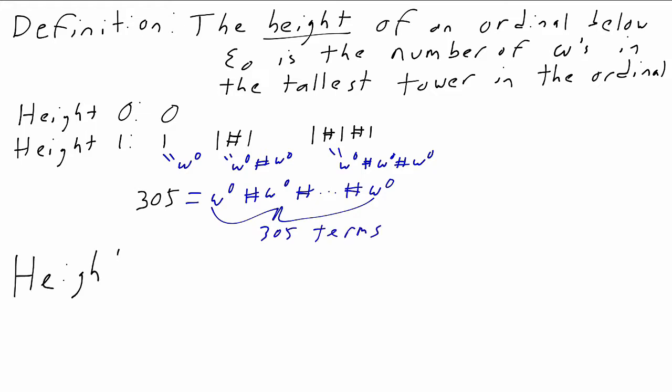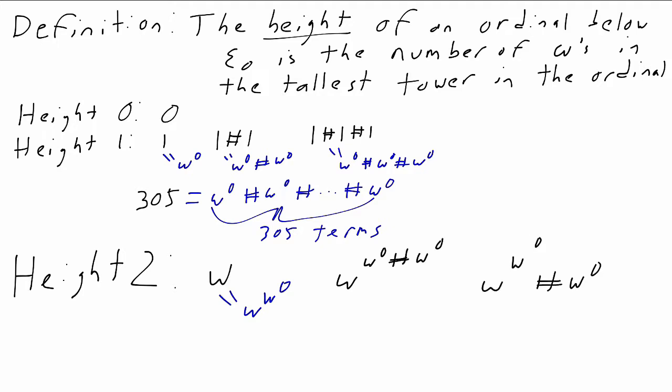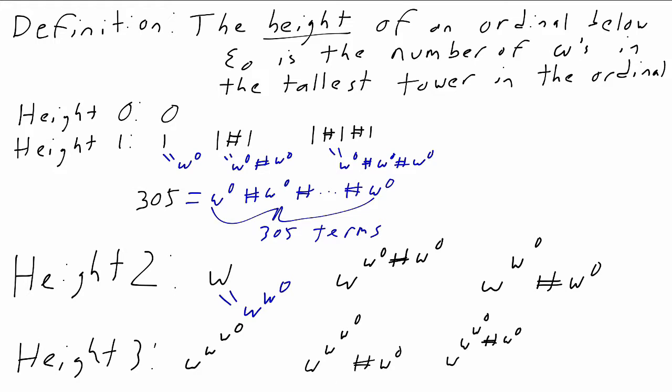Then omega, which is omega to the 1, has height 2. So does omega plus omega, and omega plus omega plus omega. These all have height 2 because they have a tower of 2 omegas somewhere in the ordinal, but they don't have a tower of height 3. The simplest ordinal of height 3 would be omega to the omega to the omega to the 0, and we can write lots of other height 3 ordinals.